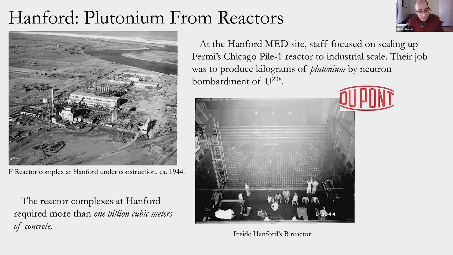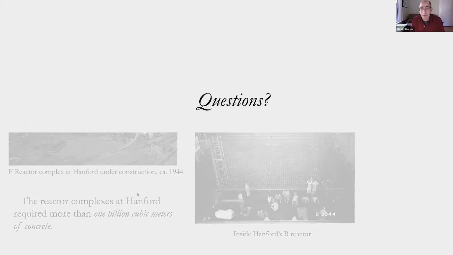Just to put it in context, there are multiple reactor complexes. There was the B reactor, the F complex, and many others. All told, during the war, Hanford required 1 billion cubic meters of concrete. I just think about the scale of that going on. Okay, let me pause there. So that's a lightning tour of some of the technical things happening at the main Manhattan Project sites. And we'll talk more about what comes next.